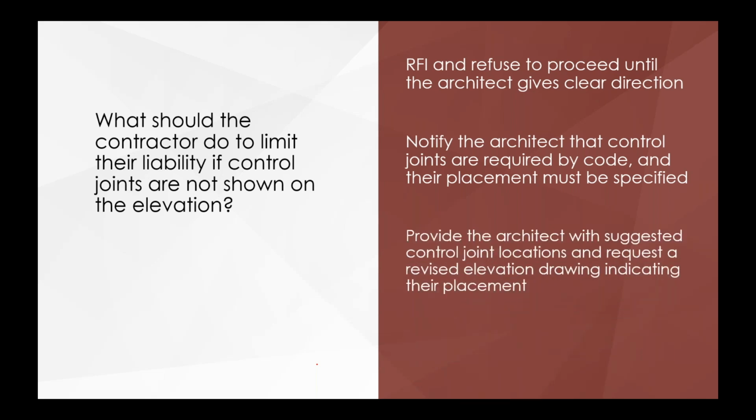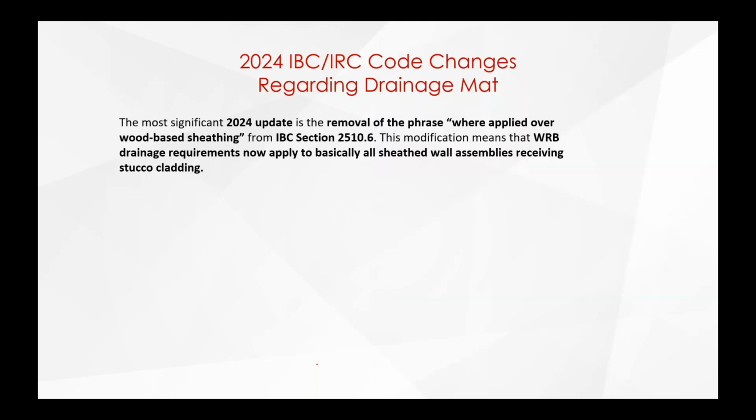Or if you've got a really good working relationship with everybody, you could provide the architect with suggested control joint locations. But the most important part, if you're going to do that, you have to request a revised elevation drawing from the architect indicating the placement of the control joints. Do not assume responsibility for that. Let them know what might be a good spot, but let them draw it back in.